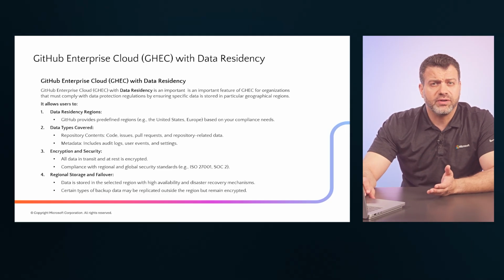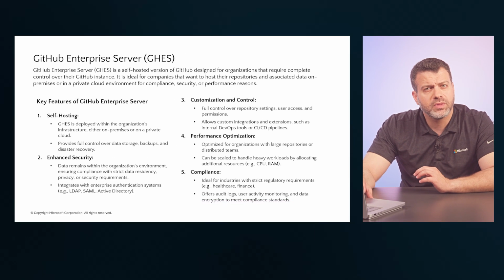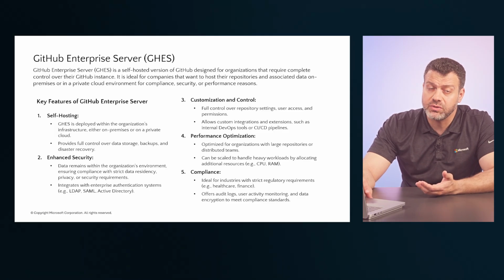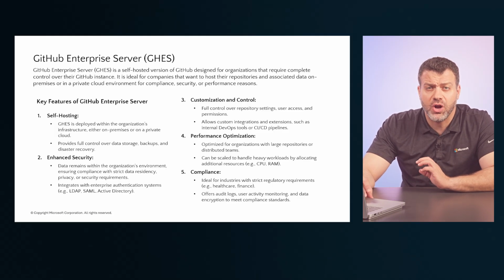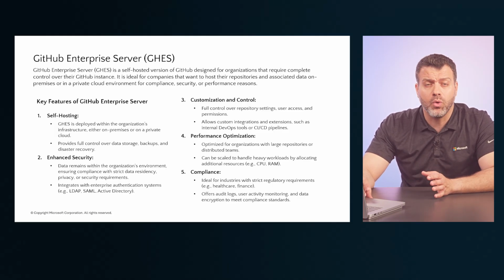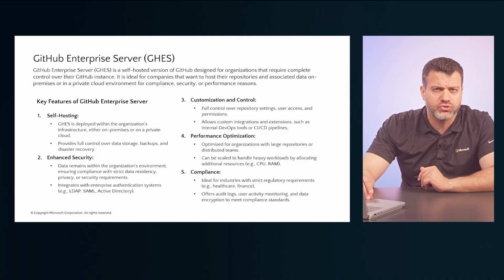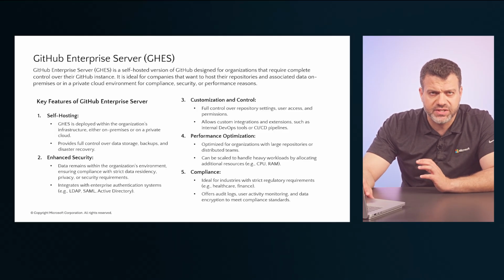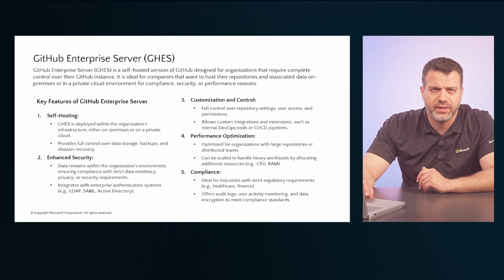Let's look at an alternative. What about running GitHub in your own environment? If cloud isn't an option for you, then you can use GitHub Enterprise Server, or GHES. This is the self-hosted version of GitHub. You run it on your own infrastructure, you manage security, backup, and upgrades, and you have full control over the environment. This is typically used for governments, financial services, or any highly regulated industries where cloud hosting might not be allowed.